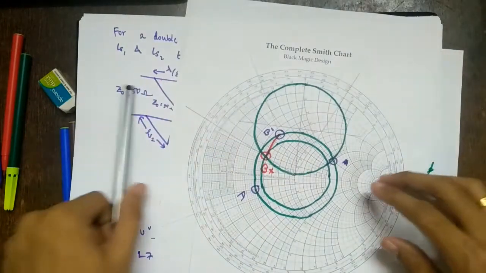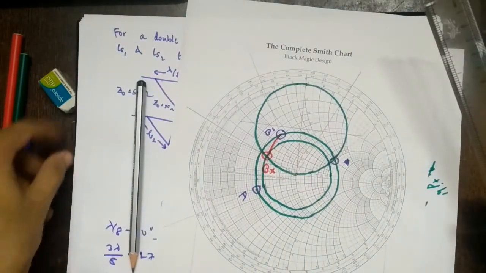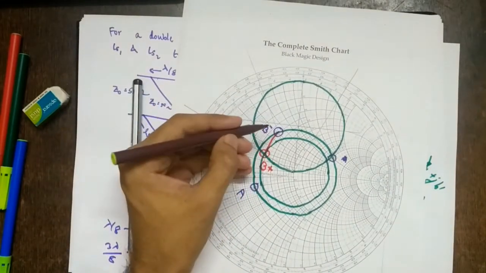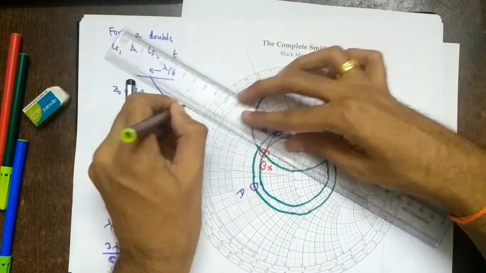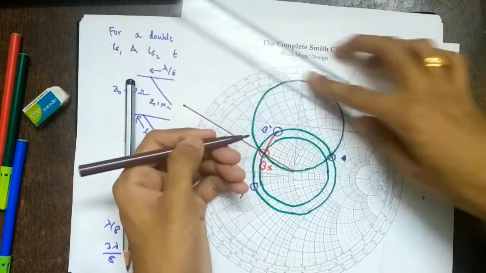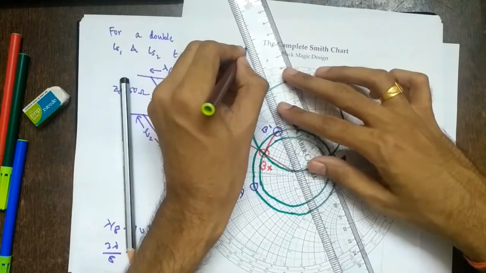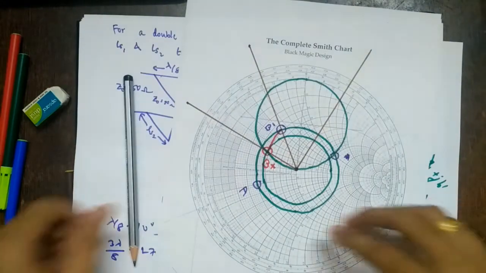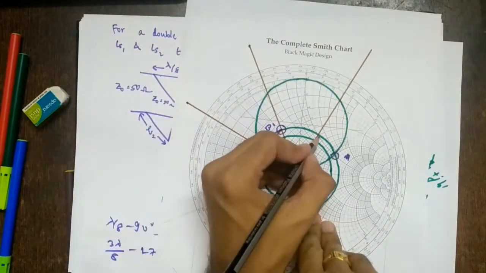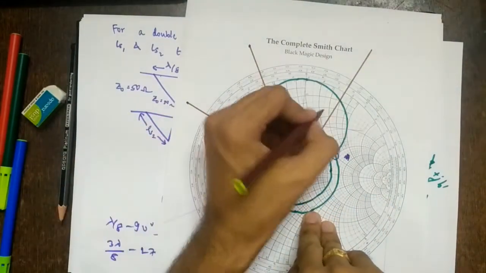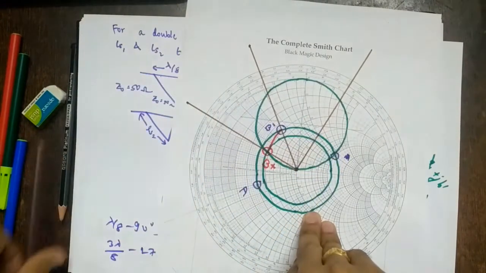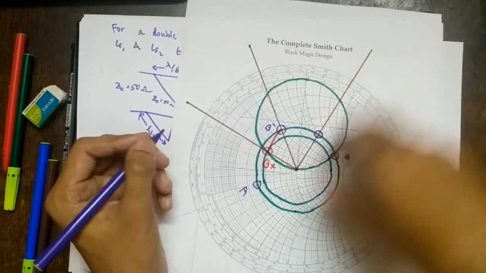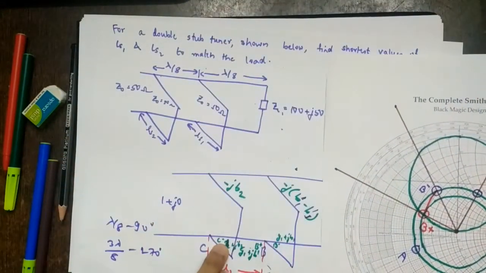Fine. If you want, I'll draw this with pen. I'll use a blue pen to show these lines. Sorry, brown pen. So we are coming at this point. So if you observe, we are exactly at the G equal to 1 circle only. Right? So our design is correct. Fine. So next, what is the thing? So we have arrived at C minus.